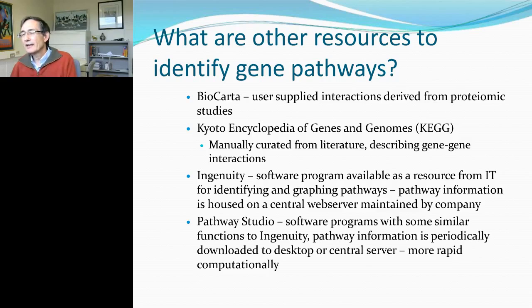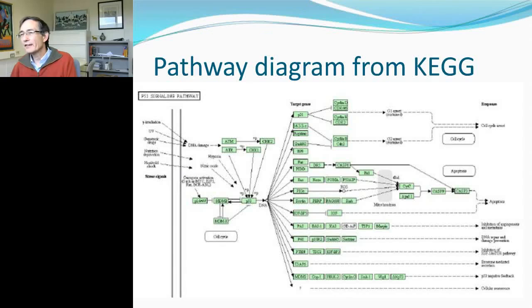There's a couple of available software programs. Ingenuity is available and provides pathway information. It's maintained on a central web server, so it's updated regularly by their company. Pathway Studio also does something similar, but it distributes the pathways out to the users, and so it can be more rapid computationally for people that are doing a lot of work online.